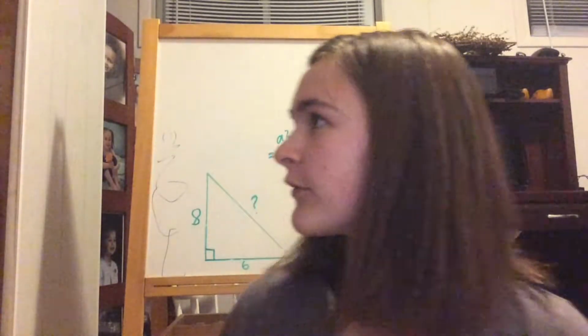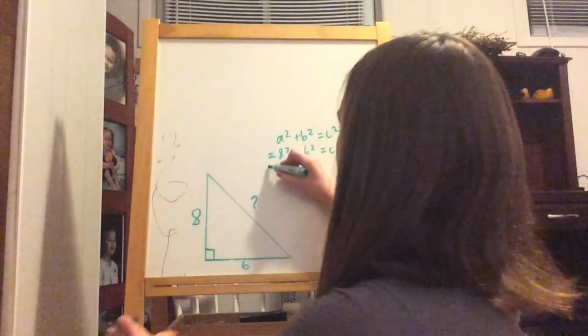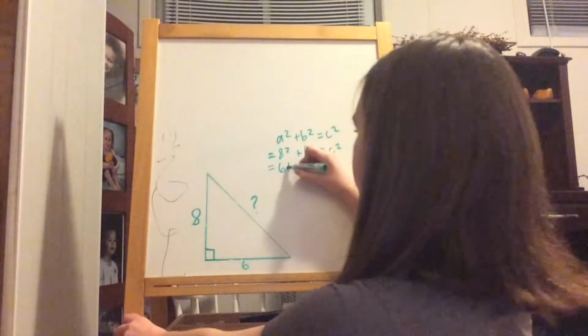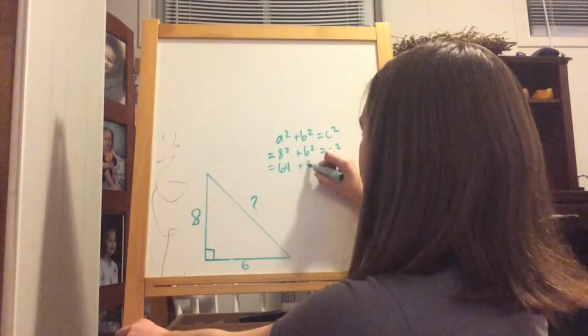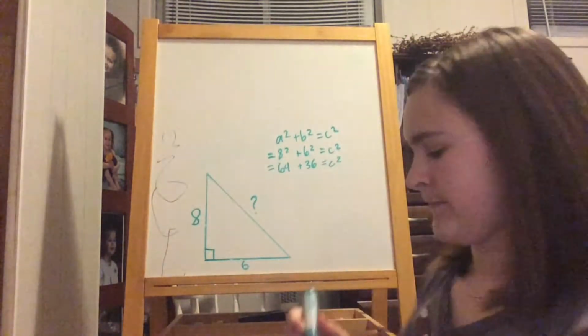Step 2. Squaring the legs. If you do not know what squaring means, it means multiplying a number by itself. So here, we multiply 8 by itself, which equals 64, and 6 by itself, which equals 36. At this point, our equation looks like this.